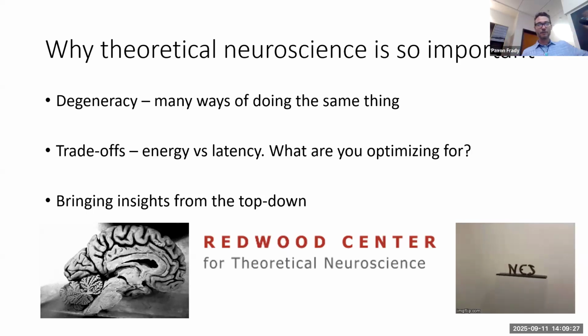One of the problems is degeneracy. You can solve some problem in many different ways, so there's no one answer to any problem. And then there are also trade-offs. You might want to solve it this way or that way because it saves you energy or because it is lower latency. And so there's no right answer.